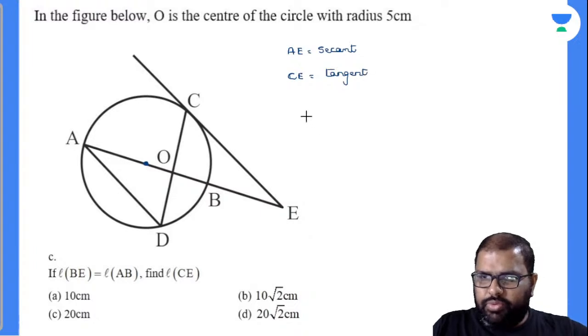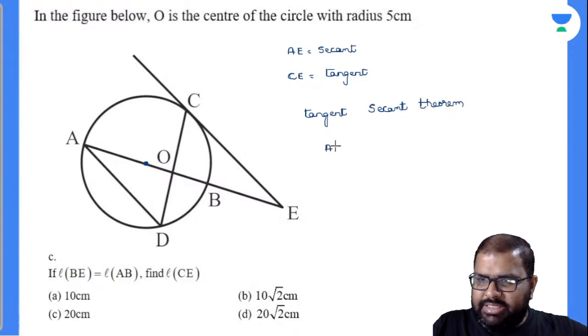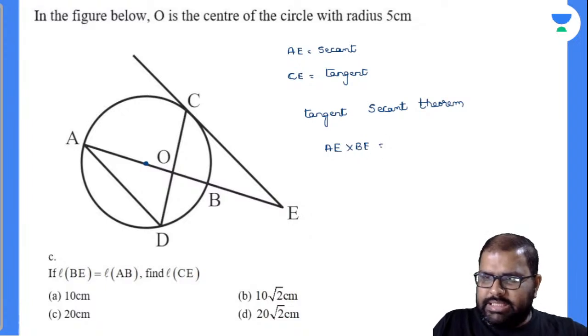So how many of you got this idea there? Tangent secant theorem. I'll write it down. According to the tangent secant theorem, closely observe there, the secant AE into the tail end part which is outside the circle, that is BE into BE, is equal to CE square. This is the theorem there.